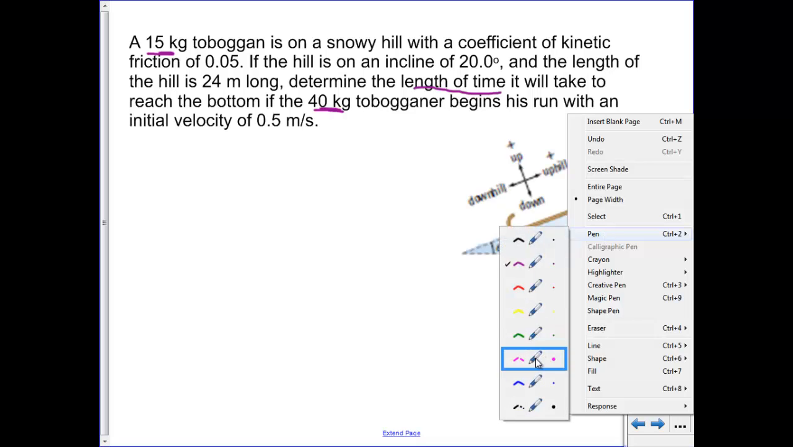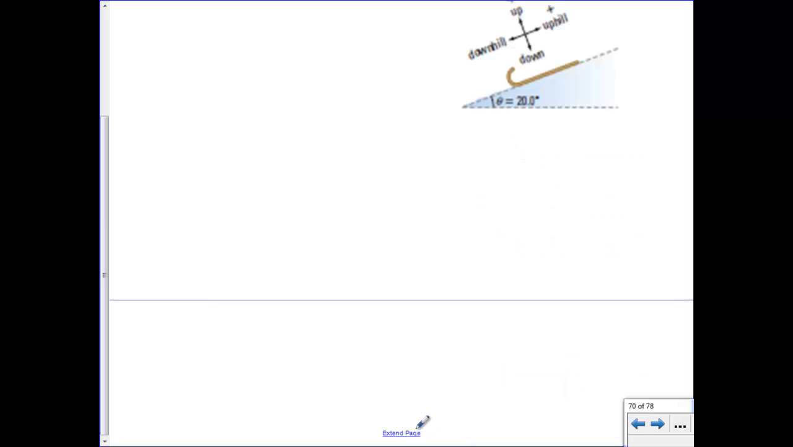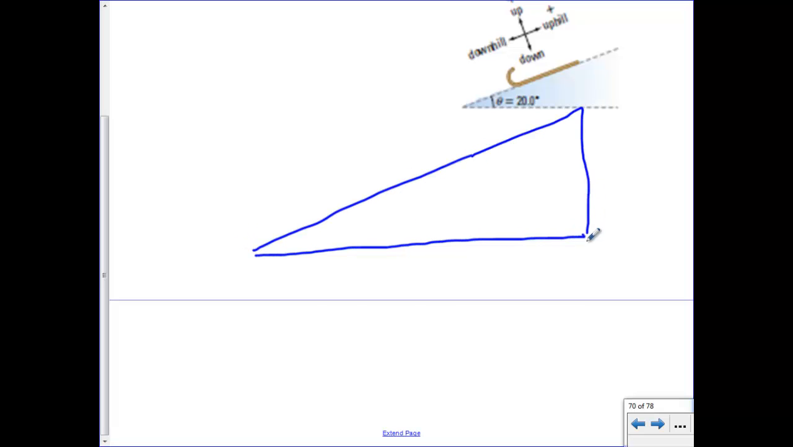Let's draw a diagram here. I'm going to draw it on an incline first, though. So I've got a box, and the total mass of the box is 55 kilograms. Does that make sense, that I'm just adding them together? Okay, what forces do I have in play? Gravity, like always, downward. Because it's at an angle, we can make a downward force.